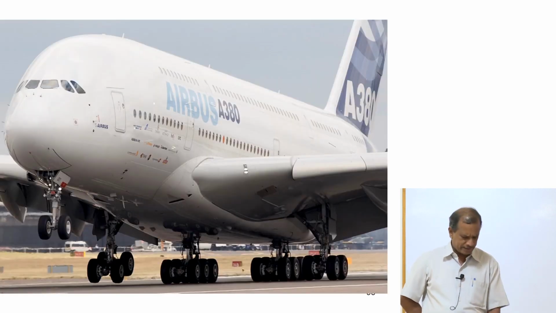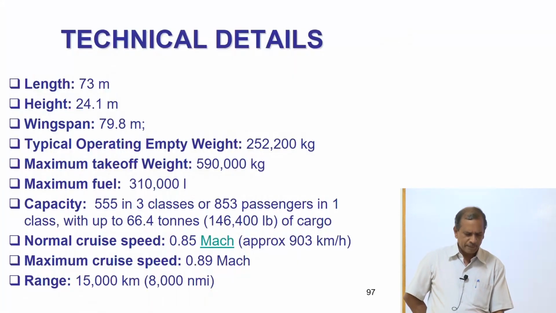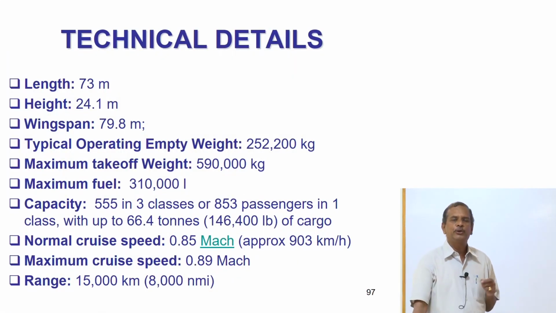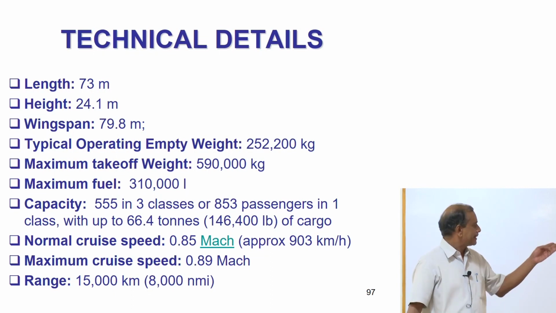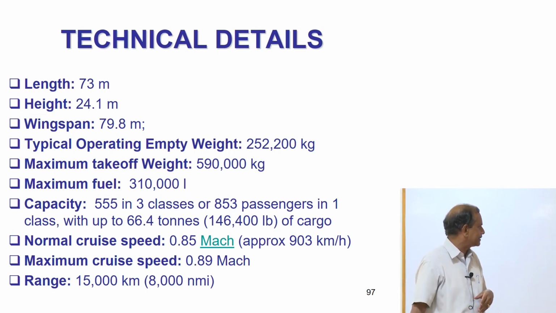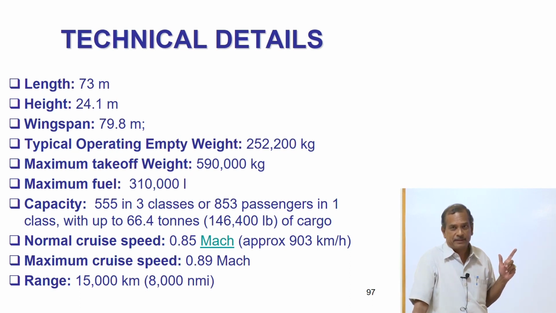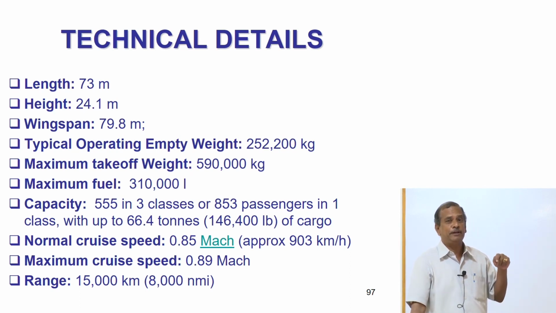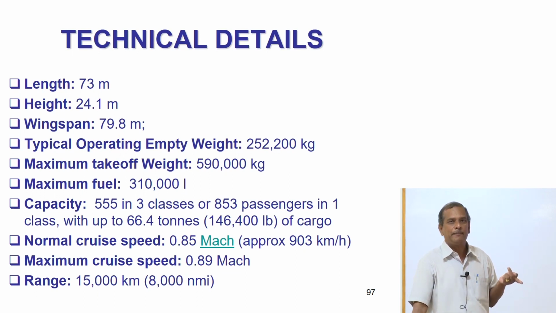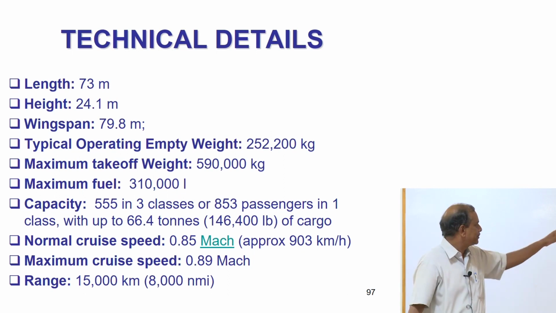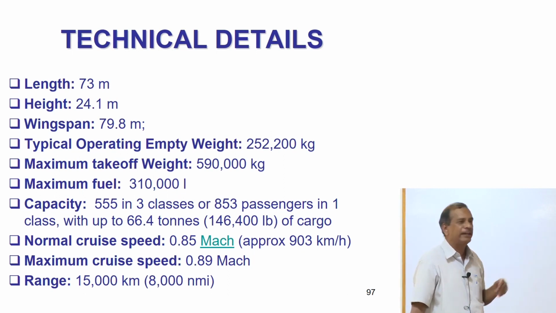For example, the Airbus that has been constructed, its capacity is more. The challenge before you as a transport engineer is that the capacity of this is 555 in three classes or 853 passengers in one class. But the issue that you should see is that the maximum takeoff weight is 590 tons. Now you have to design a pavement, a runway and a taxiway such that it does not deform, crack, rut under this huge load. The empty weight is 252 tons, but the full takeoff weight is 590.